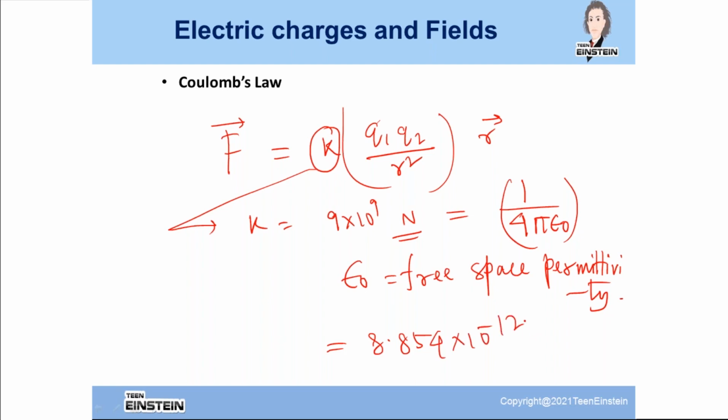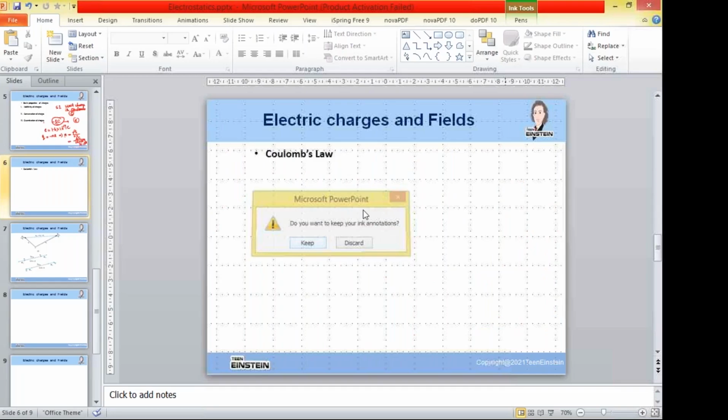We can find out the unit from here. This is Newton, right? And this is Q1 Q2, so Coulomb square, so it will be Coulomb inverse, and then meter square, and Newton per Newton, like that it will have a unit. It is written in your book also.